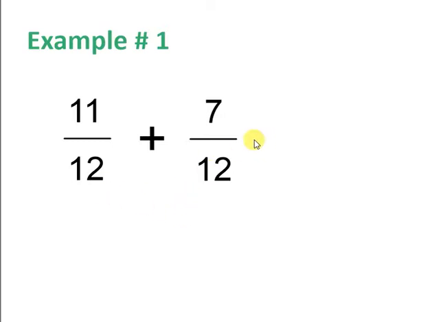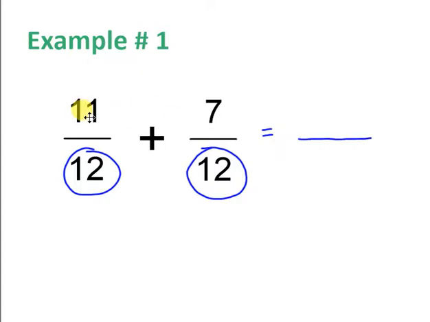Okay, so let's look at this example here. So we have 11 over 12 plus 7 over 12. Our denominators are already the same. So I'm going to add the numerators. 11 plus 7 is 18. And I'm going to bring the 12 over. Now I can simplify this by 6. So I'm going to divide the top by 6 and divide the bottom by 6. And 18 divided by 6 is going to be 3. And 12 divided by 6 is 2.